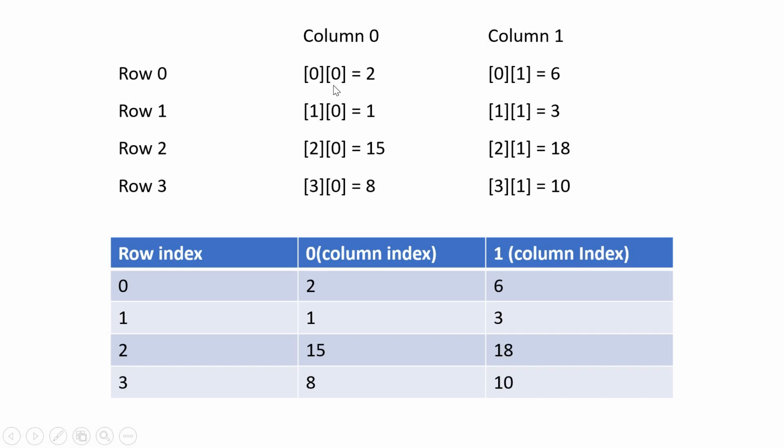For example here, row 0. What is the index of the 2? That will be 0, 0. What is the index of the 6? That is 0, 1, right? And 1, 0 for the next. So that way this array will work.